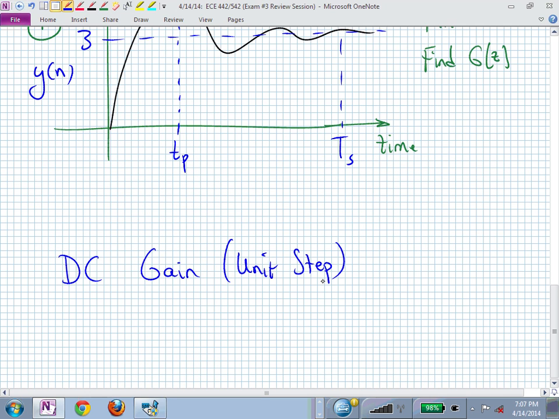Where I might have told you it was a unit step. The DC gain is now 3. Time to peak, who knows what that is. Let's say that that ends up being 1/4.